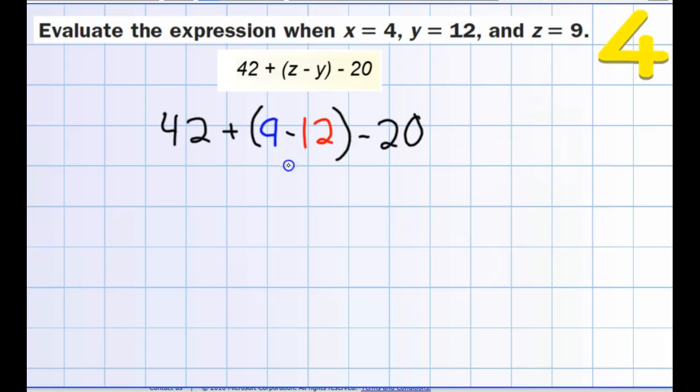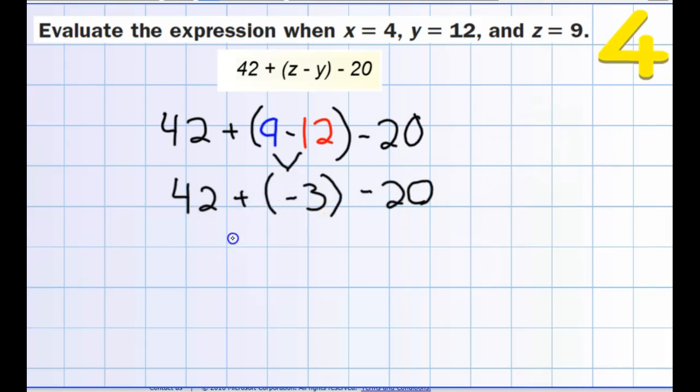Well, we're looking for our parentheses. We have parentheses, so we have to do those first. So we're going to have 42 plus 9 minus 12, which is negative 3, minus 20. Now we just got to go from left to right.